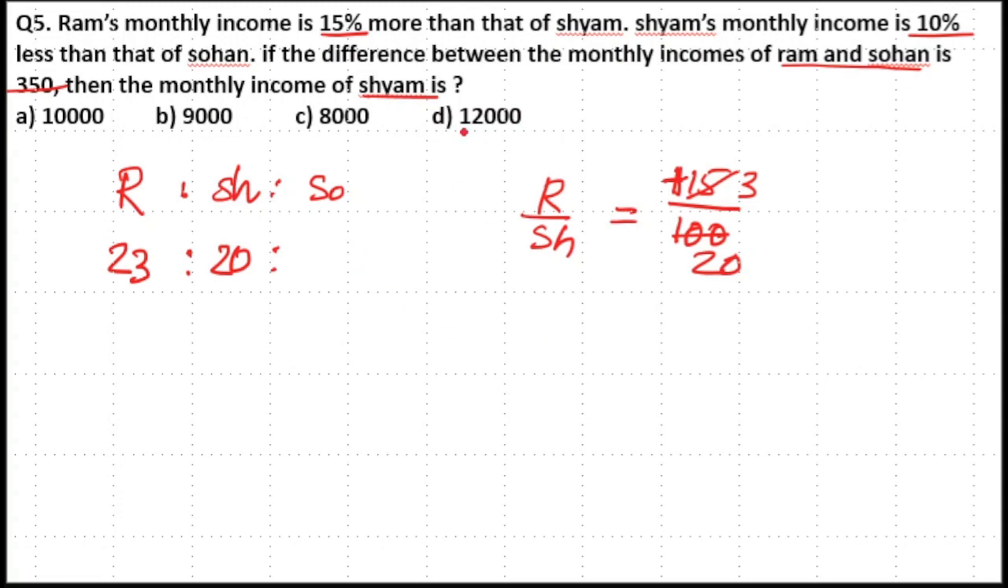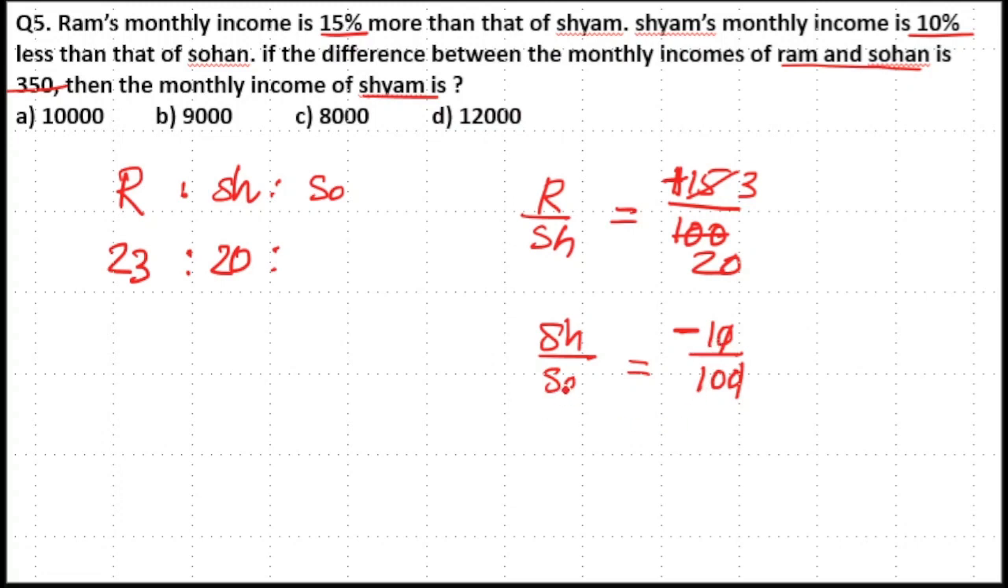Same way, the monthly income of Shyam is 10% less than that of Sohan. Shyam is 10% less than that of Sohan. So 10% less means minus 10. 10% means 10 by 100. So if you cancel this out, this means minus 1 out of 10.